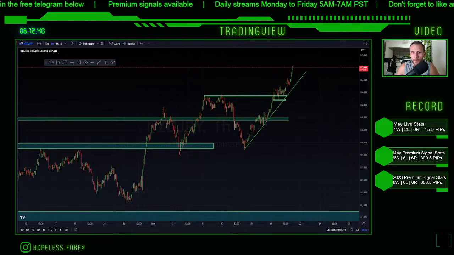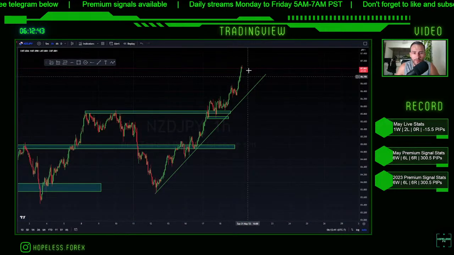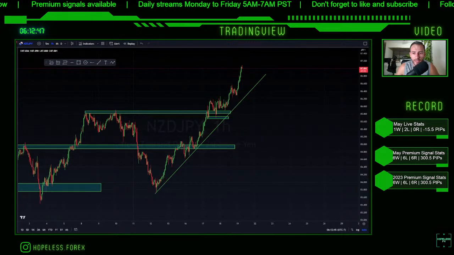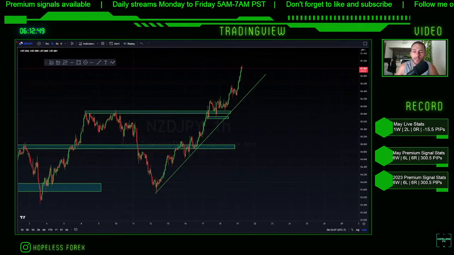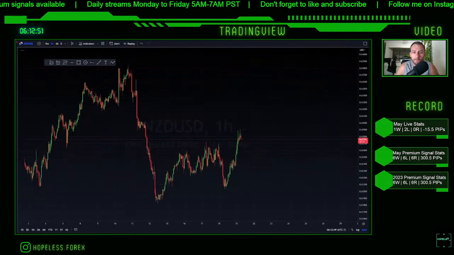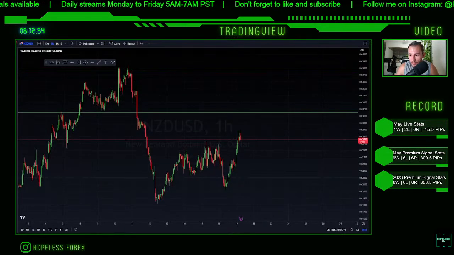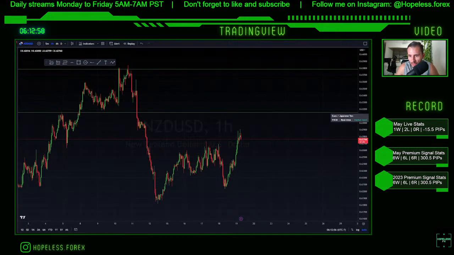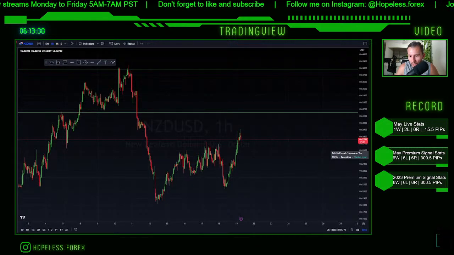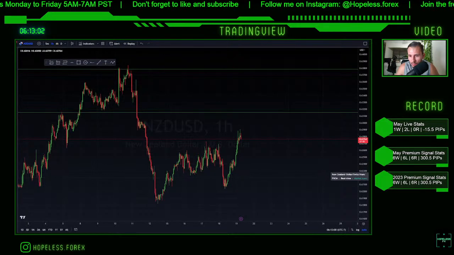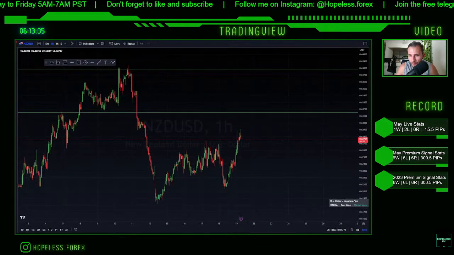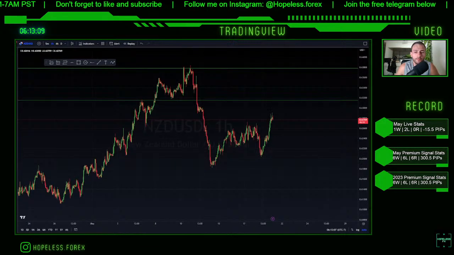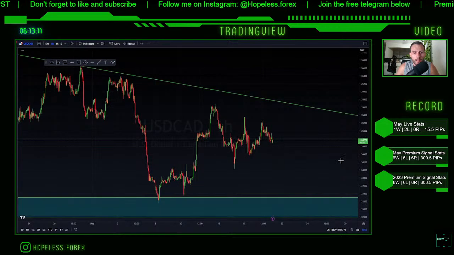But again, in terms of a pullback structure, I'd probably want to get in one of the other pairs like CADJPY for a buy as opposed to NZDJPY. I would say NZDJPY is the strongest yen pair right now, gaining the most percentage. But we will see. We will see.